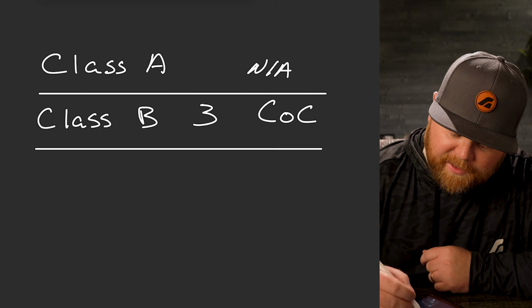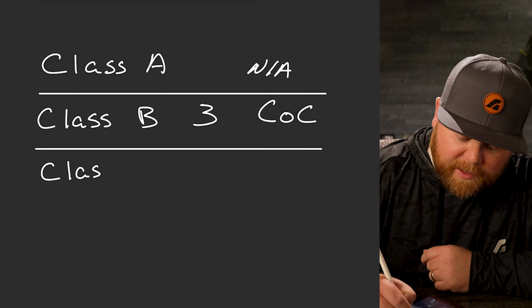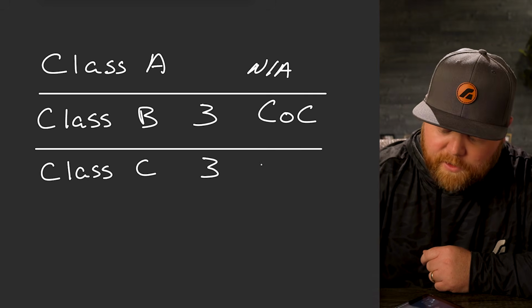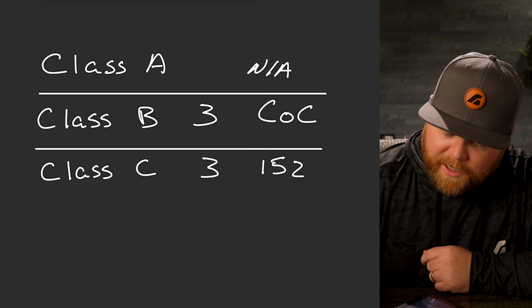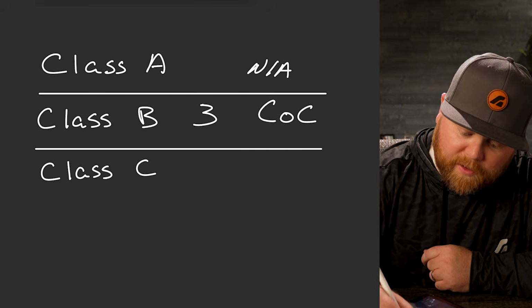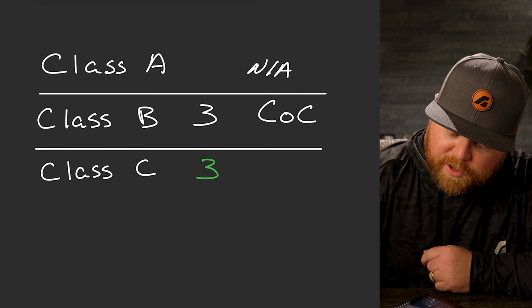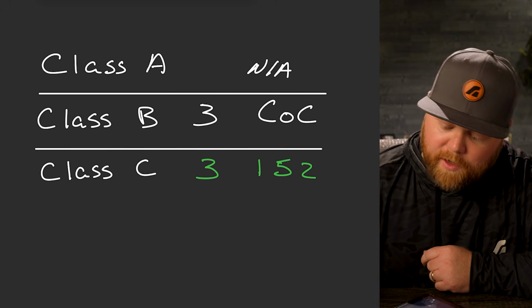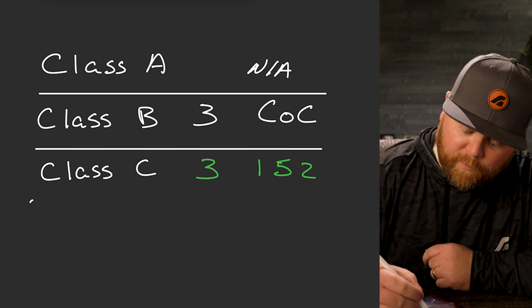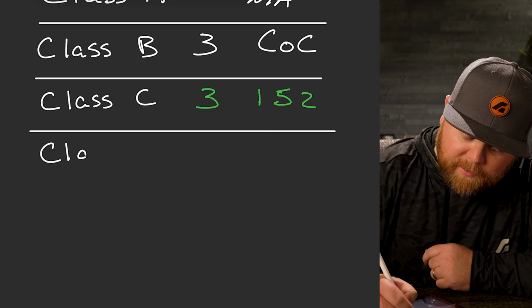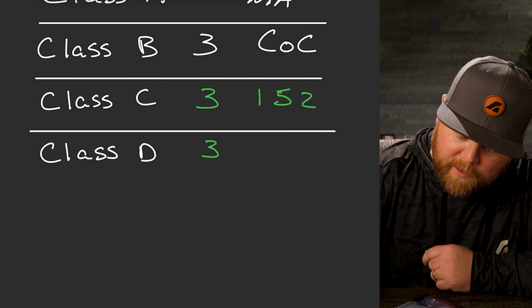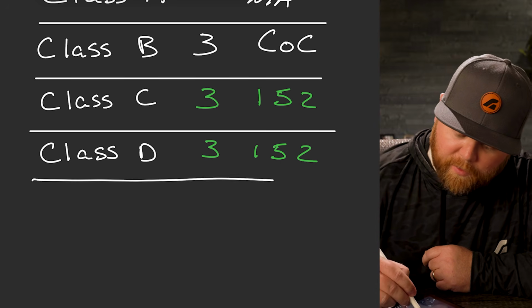Moving on to Class C. This one is really easy because it just goes back to 152. And actually, I'm going to change the color of that because we're going to be using this one a lot, and I want to show you how frequent it is. So we'll put that in green. It's 152. If we go to Class Delta airspace, same thing. This is 152. So now we're rolling.